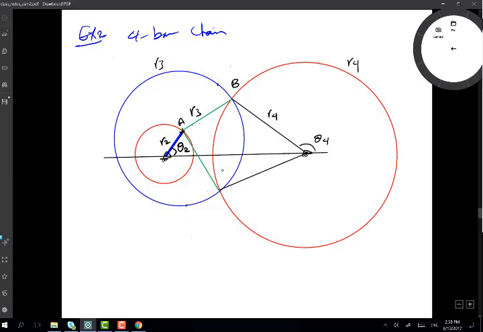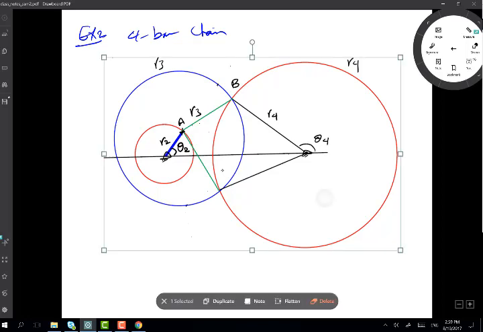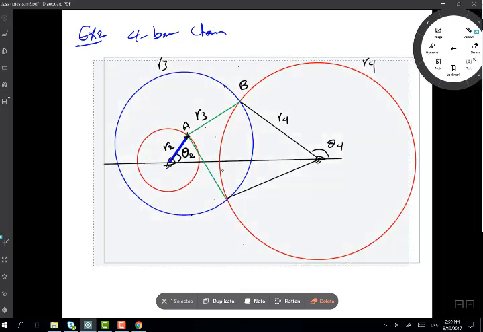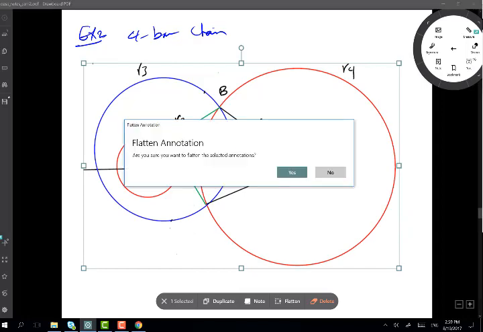I want to get some equations as well. So over here, this is my 4-bar chain. I'll make it a little bit bigger, so I can write inside it, and then flatten it with my page so it doesn't move around.